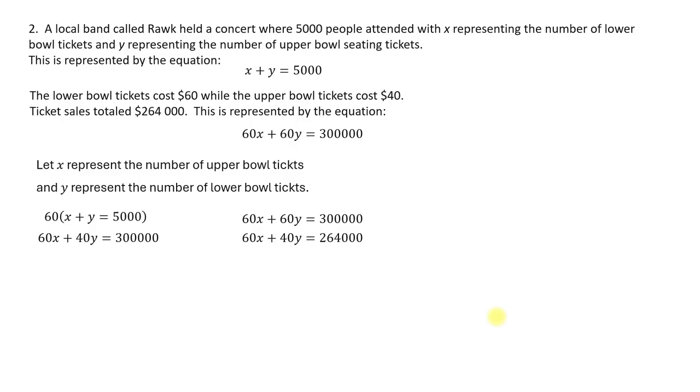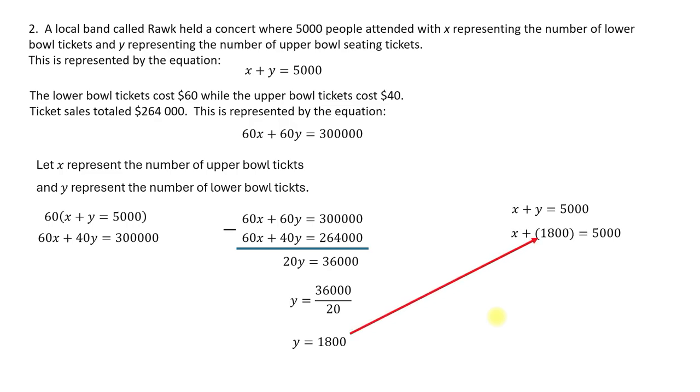Because the x's are both positive, both the same sign, we can eliminate them using subtraction. And when we do that, we're left with 20y equals 36,000. y equals 36,000 divided by 20. y equals 1,800. We take that value of 1,800 and we plug it back into one of the equations. The easier one seems to be x plus y equals 5,000.